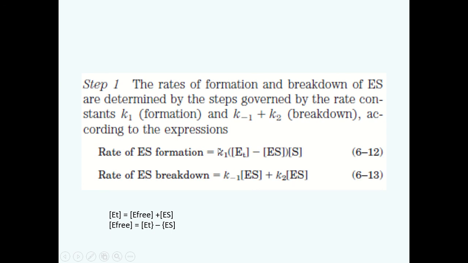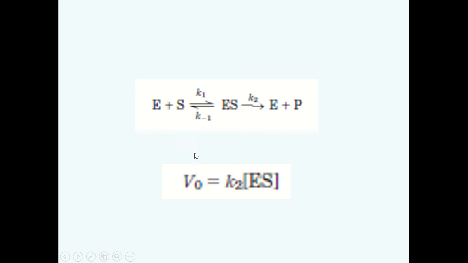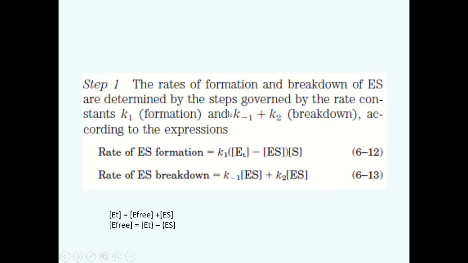So this is the rate of formation at the rate constant K1 for the forward reaction. This shows the free enzyme and this shows the substrate concentration. So therefore this equation gives the rate of formation of the enzyme substrate complex. Now there are two ways the enzyme substrate complex can break down. One is the reversible reaction, where the substrate is going to be dissociated, and the other one is the forward reaction, where the enzyme is going to be converted into the product. So there are two ways that the enzyme substrate complex can break down.